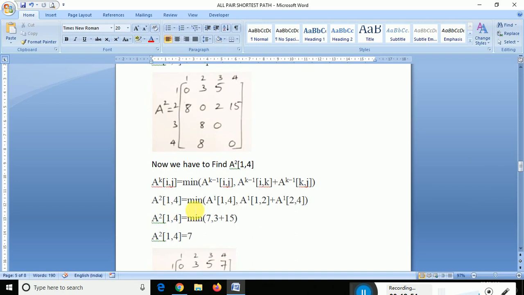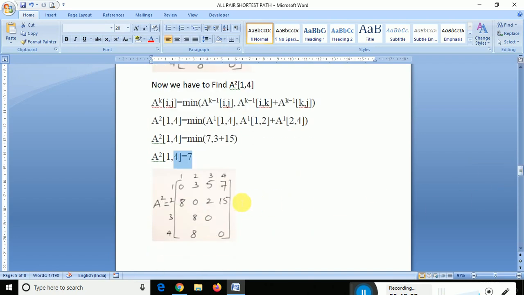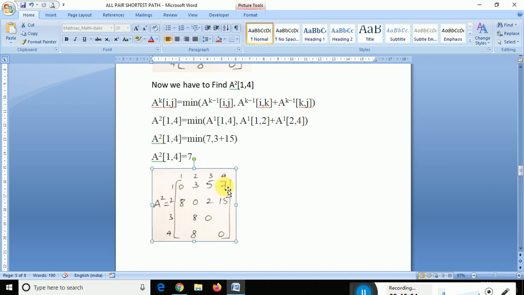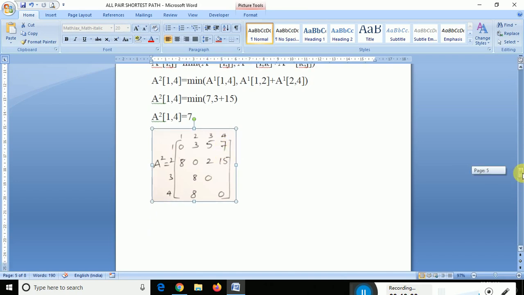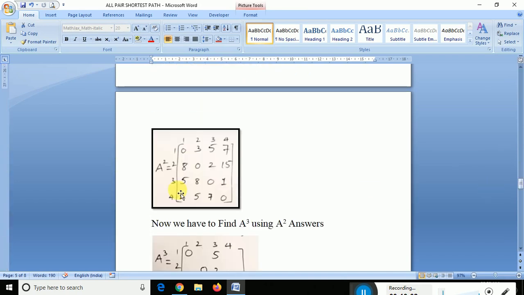Next we have to find out first row fourth column. Here I have done first row fourth column. So we got the answer here by solving this. So minimum value is what? 7. So I kept here answer as 7. So same thing we have to solve. We'll get the answer of A2 of all the things.